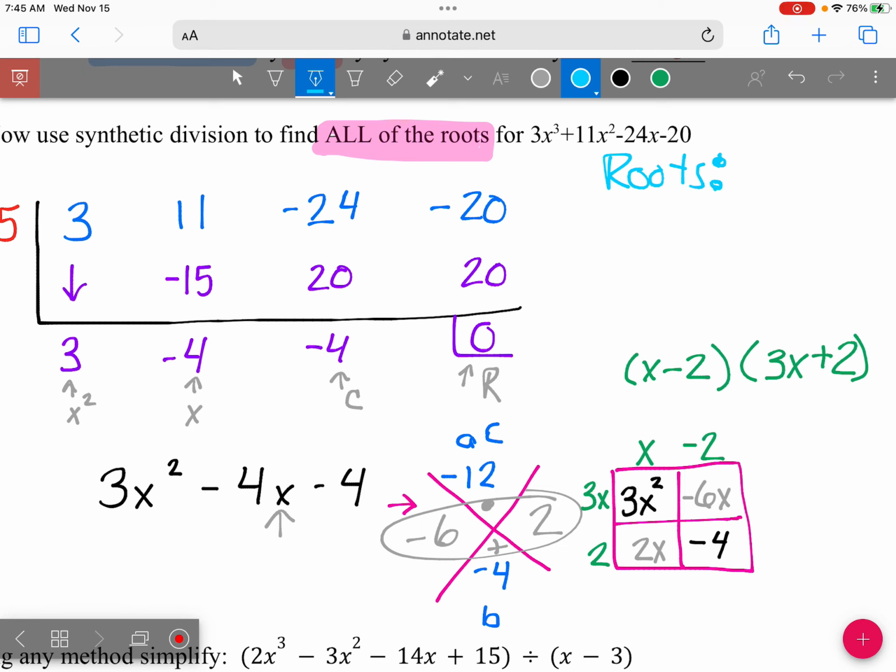So what roots do we have? Yep, so when this thing equals 0, we have positive 2. What other ones do we know? Negative 5 is one of our roots. And then our last one is the hardest one to see.